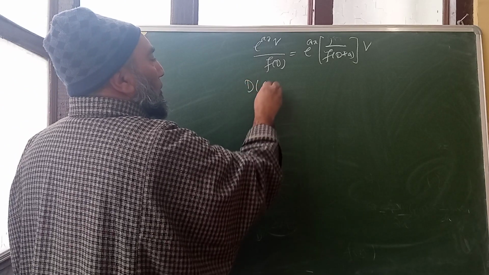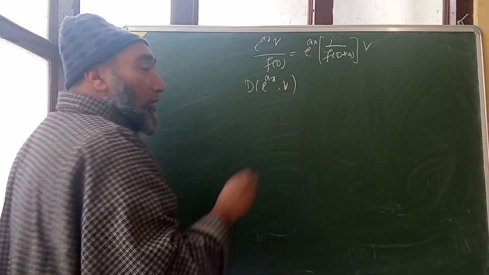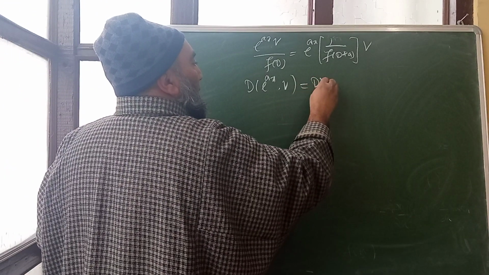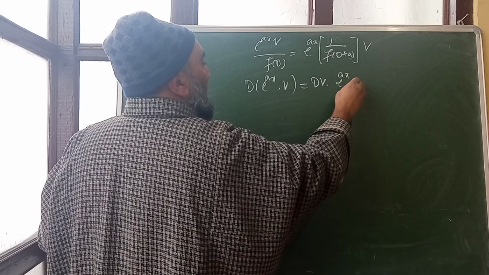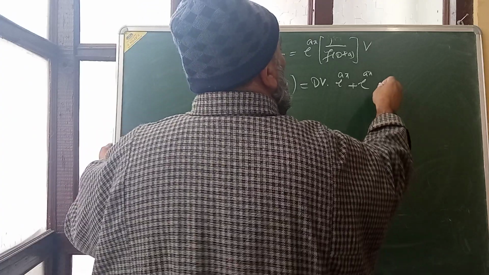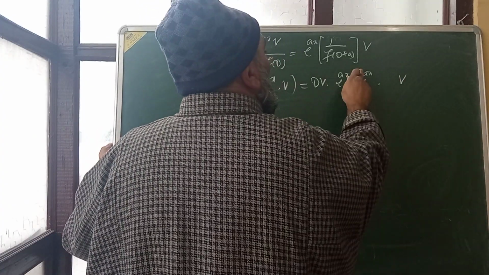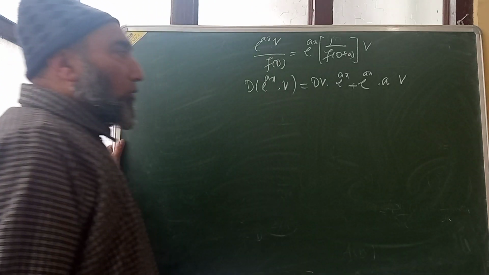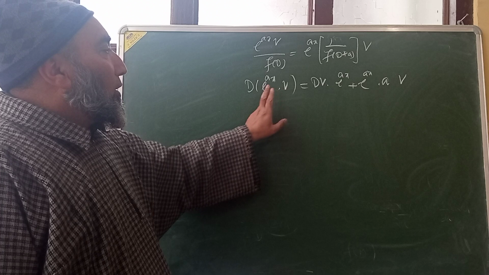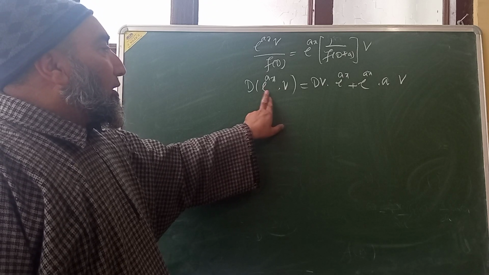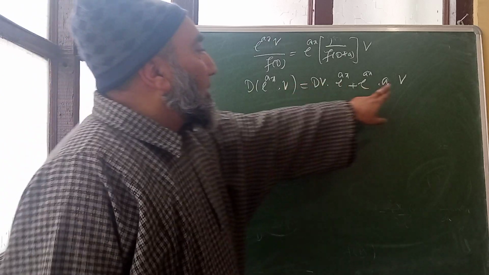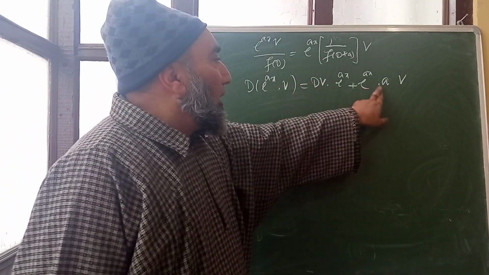What is the differentiation of e to the power ax into v? These are two functions, so product rule. Keep e to the power ax as it is. Differentiation of v with respect to x is dv. Then keep v as it is. Derivative of e to the power ax is a e to the power ax.